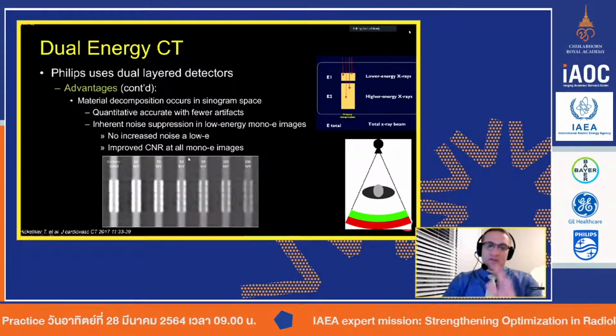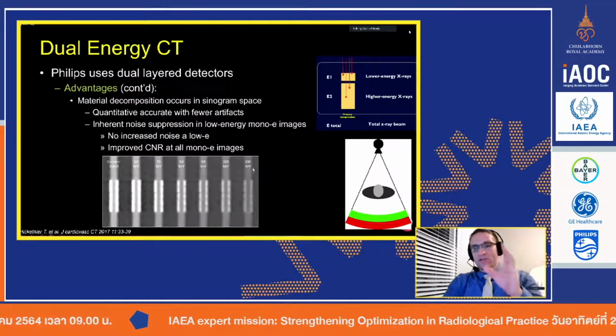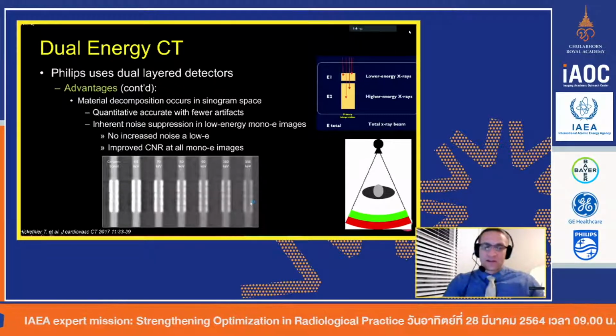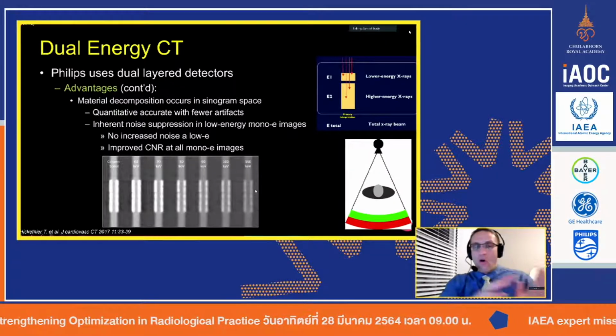So let me start over. High contrast, which tends to be high noise, and low contrast, but tends to be noise free. That is true for everyone except for Philips. Philips, it basically has no noise in all of those images.